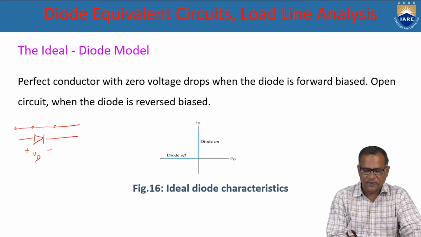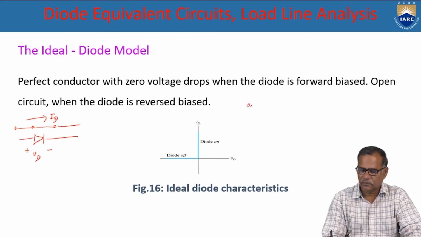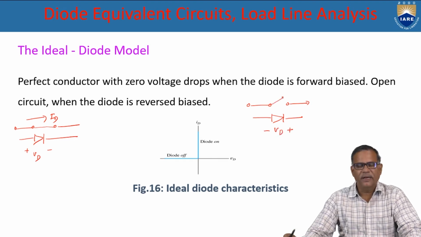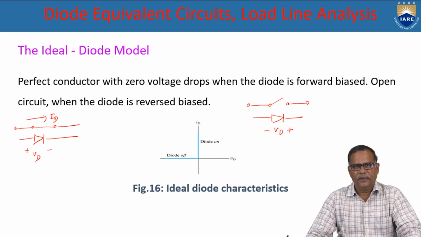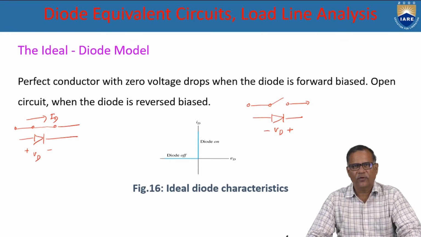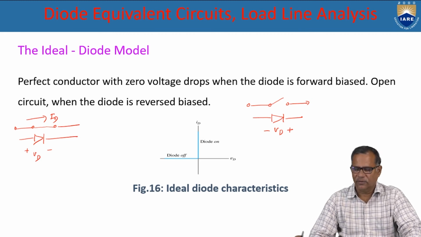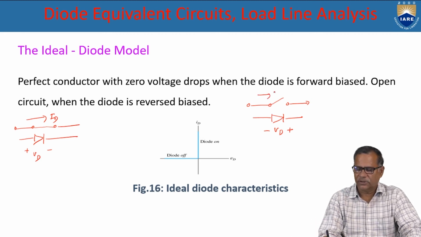And when the diode is reverse biased, the VD is in the reverse polarity, and there is going to be very little current passing through the diode. The current is nothing but the reverse saturation current, which is of the order of microamperes for a germanium diode and of the order of nanoamperes for a silicon diode. So the current through the diode is almost zero.